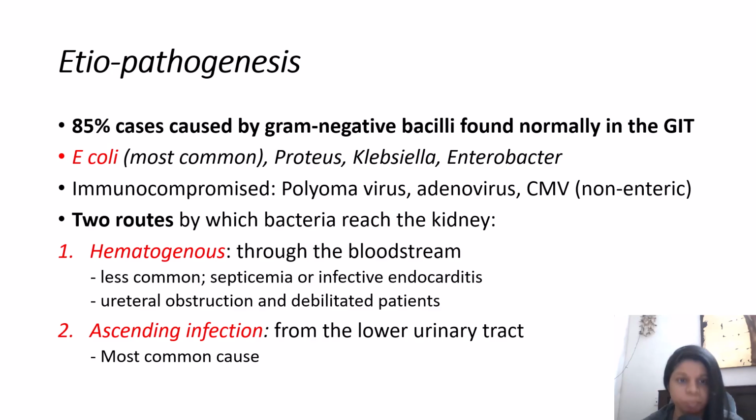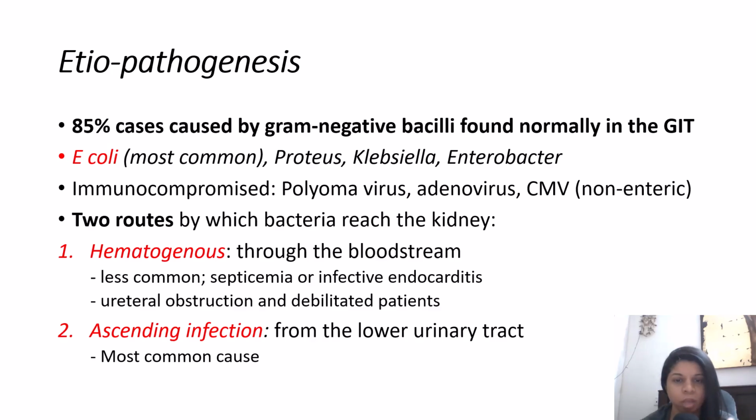So there are two routes mainly for this infection to occur, that is hematogenous spread and ascending infection. Hematogenous spread is through the bloodstream. That is, somewhere in our body there is infective endocarditis or dental abscess or brain abscess or TB or something. And if that bacterial infection is not cured by antibiotics, it can spread into our blood causing septicemia. So when there is septicemia, the blood is filtered through the kidney, so the bacteria reach the kidney through the blood.